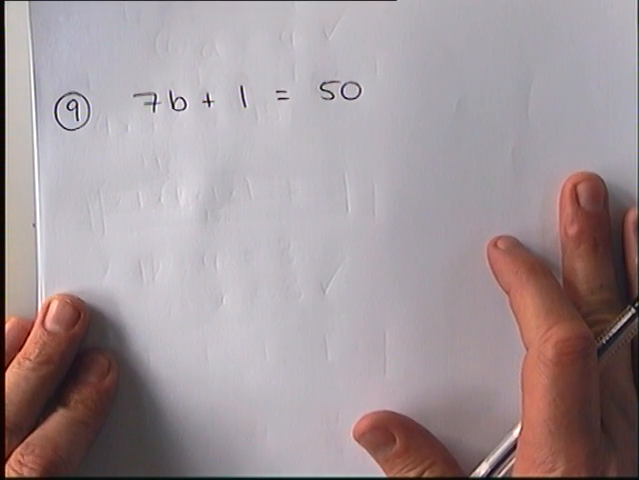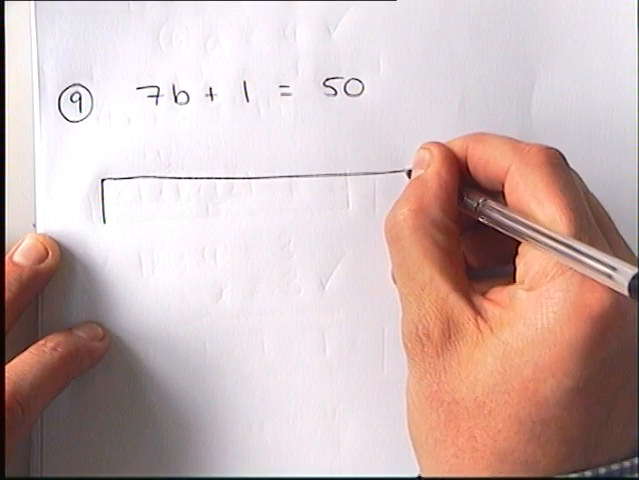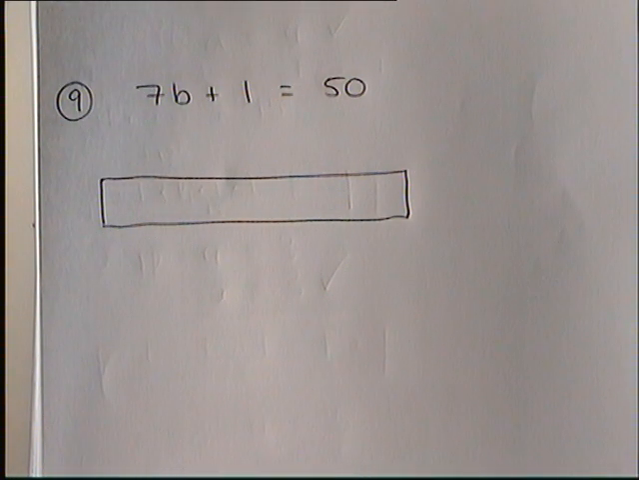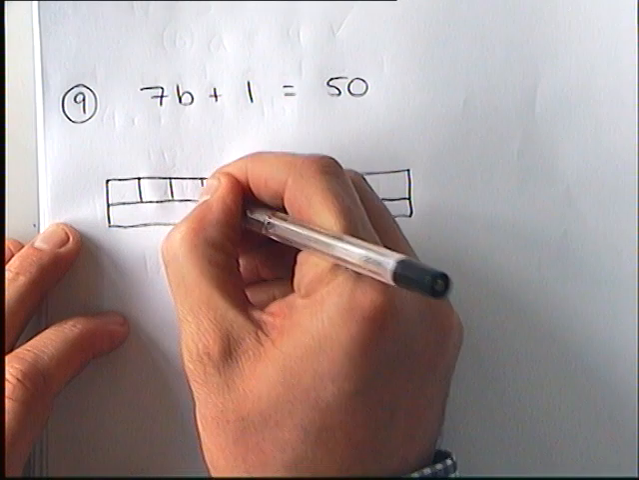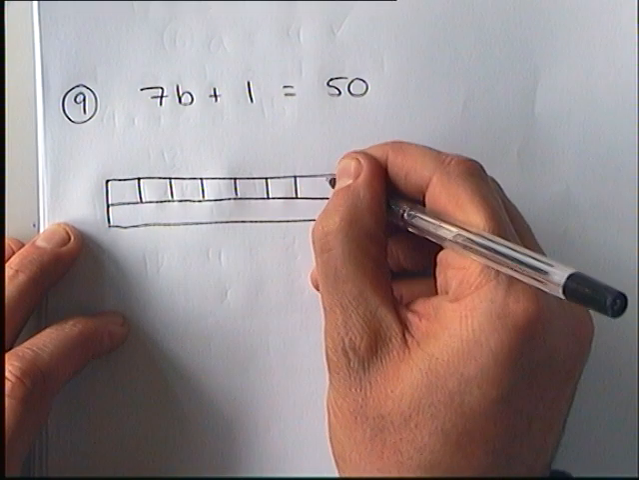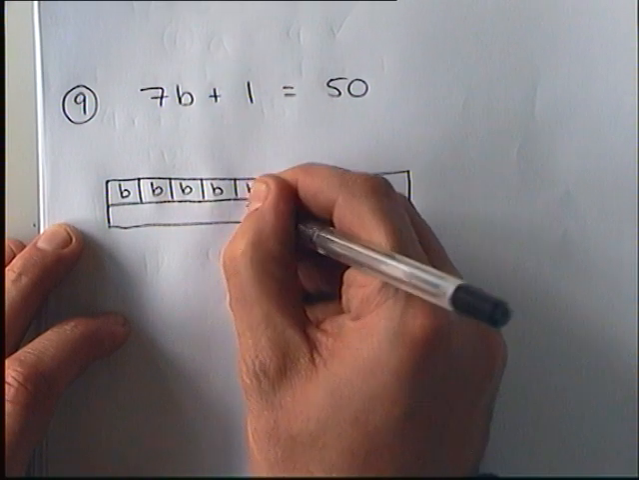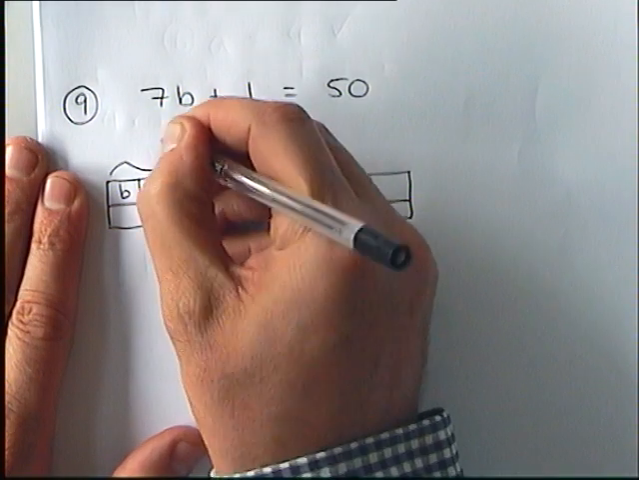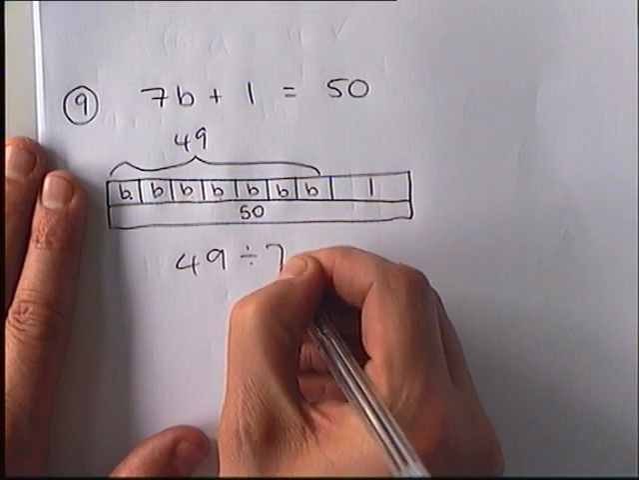Here's number 9. Have a think about how you would draw it. Try and visualize what it would look like. All right, you're going to draw a bar model to illustrate this one. What are the key things to get on there? Well, we need to have 7 sections. 1, 2, 3, 4, 5, 6, 7, roughly equal in length. And a 1 makes 50. So take off the 1 to make 49. And then divide 49 into 7 equal bits. So B equals 7.